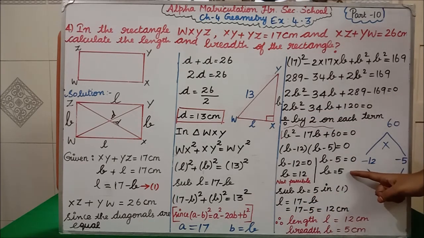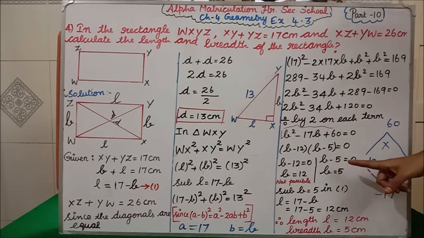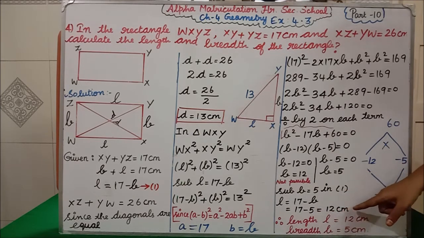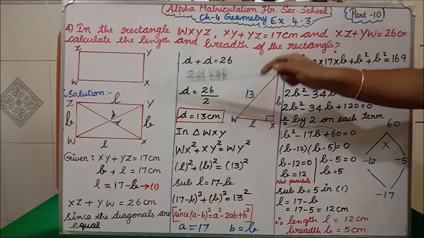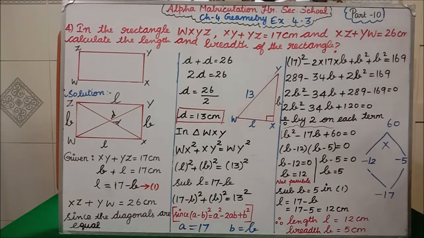Instead of breadth we have found 5, so I am substituting here 5. 17 minus 5 equal to 12 centimeter. Clear? Usually, in a rectangle, the length side will be the longest side, isn't it? When compared to breadth, the length will be the longest. So if I substitute only the breadth value 5, I will get the length as the longest. So length is equal to 12, breadth is equal to 5.